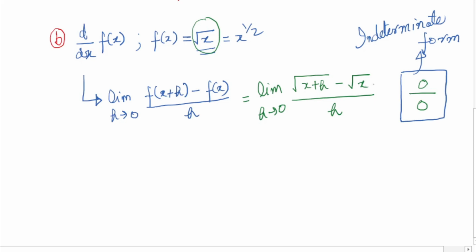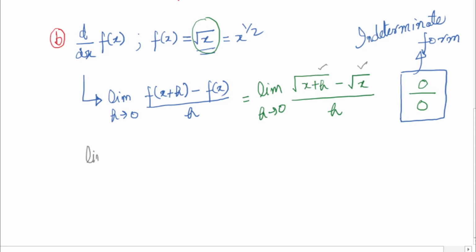If we use the concept of conjugate here, after multiplying with the conjugate of the numerator, this square root and this square root are going to cancel out, because if we multiply square roots, they are removed. So for x plus h, we have plus x, and here we have minus x. If we multiply, the plus x and minus x cancel out, then the h remains, and that h is going to cancel with the denominator. Let's see how it goes.